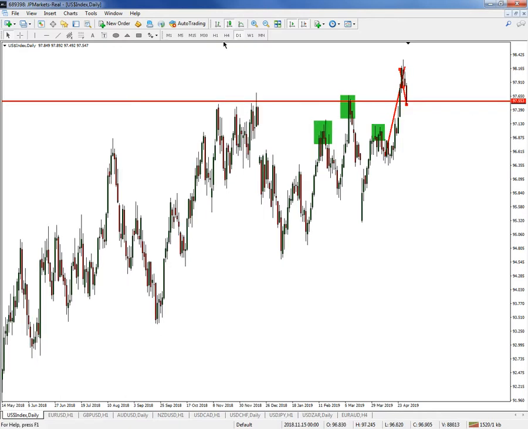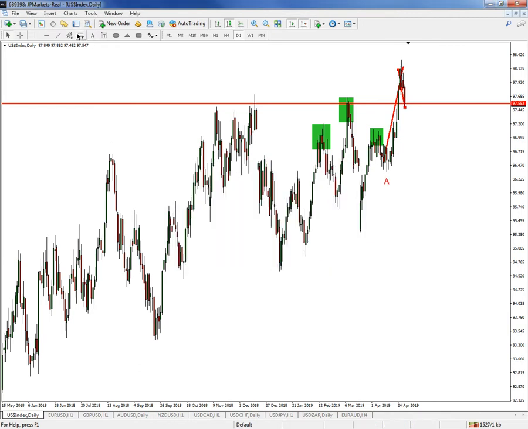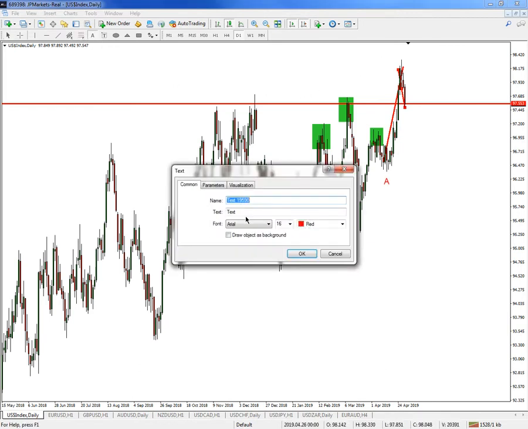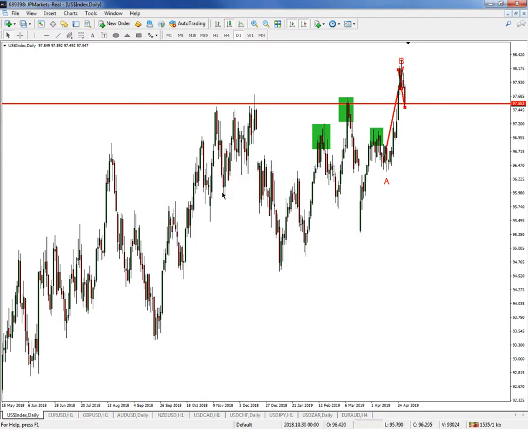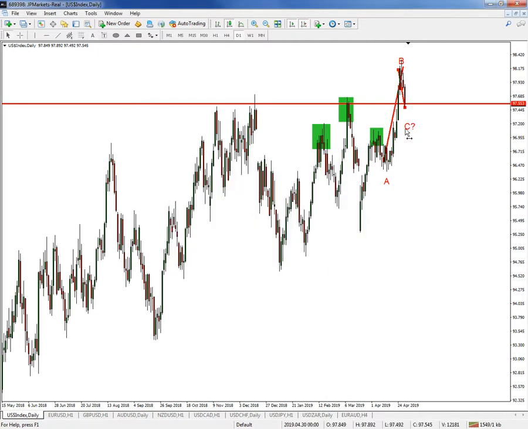We also have a potential A, B, and a potential C wave happening right now. The reason I say potential is we can't speculate that C has found its bottom yet, as it's still currently pushing down. So what I would like to see is the daily candle close above this level.